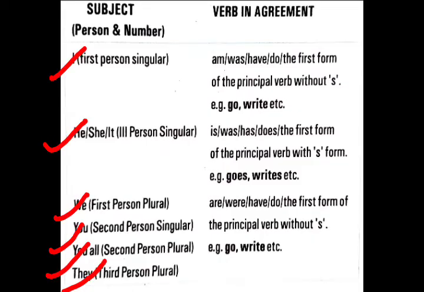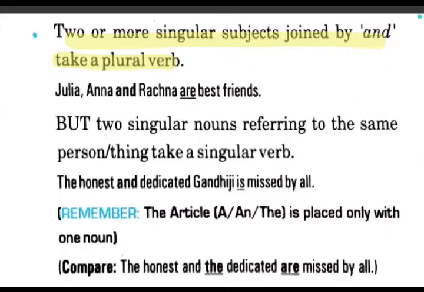Let's take a look at this table. With I, that is first person singular, we use am, was, have, do. Okay? And the verb is written without s. Same way with he, she, it, that is third person singular, we use is, was, has, does, and the verb with s. Same way with we, you, they, we use the plurals like are, were, have, do, and the verb without s. So you can go through this table and learn more about this.